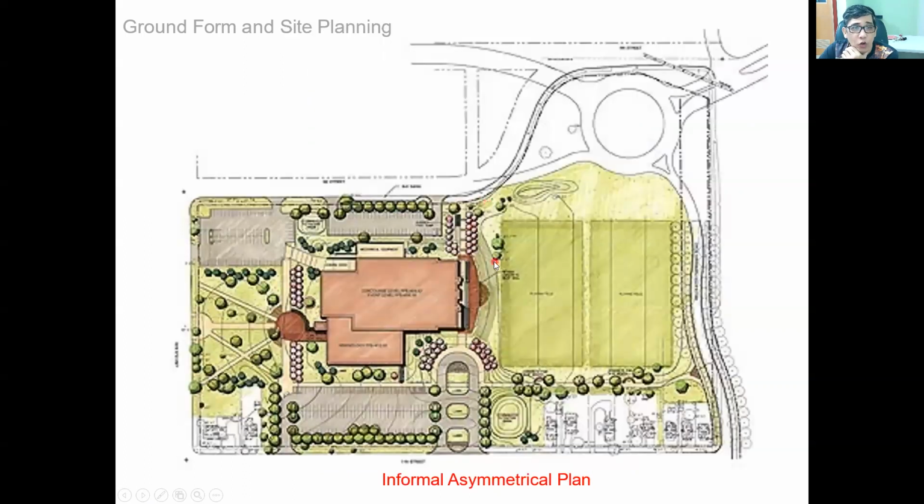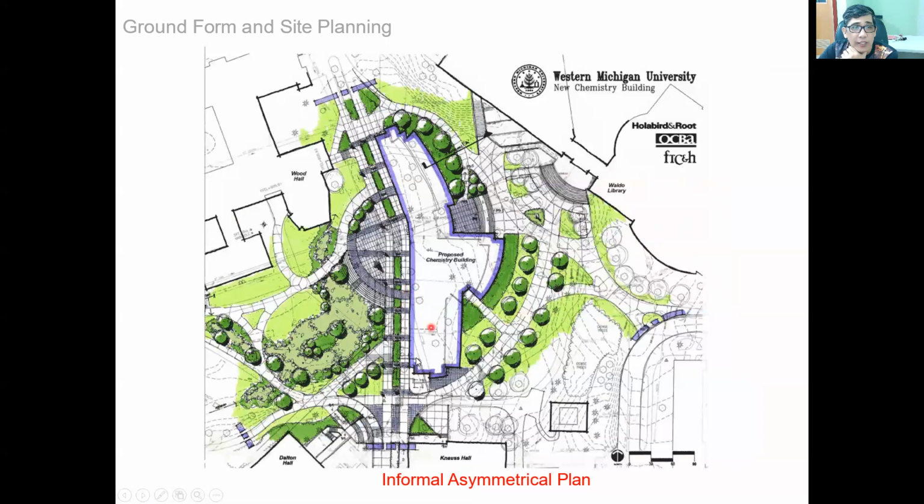So this is another, an informal asymmetrical plan for a flat land. This is the main axis of the site. So there is an asymmetrical layout of the development. Another informal asymmetrical plan. This is the main axis of the site. This is the main development, and then there is a blank area on the other side. But you can see there is a circle that will orient you to the center of the site. So this is the circle. So this is an informal asymmetrical plan.